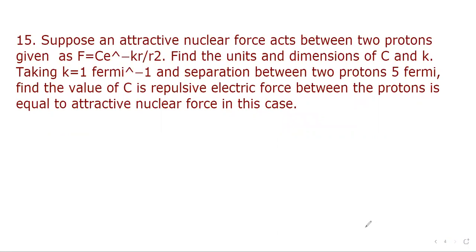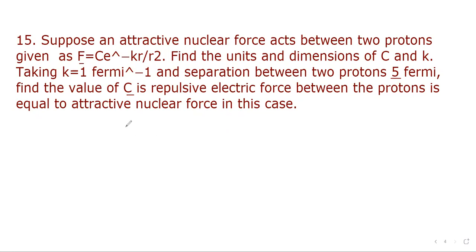Suppose an attractive force F equal to C e to the power minus KR upon R square acts between the protons. Find the units and dimensions of C and K, taking K equal to 1 Fermi power minus 1 and separation between two protons is 5 Fermi. Find the value of C if a repulsive electric force between the two protons is equal to the attractive nuclear force.